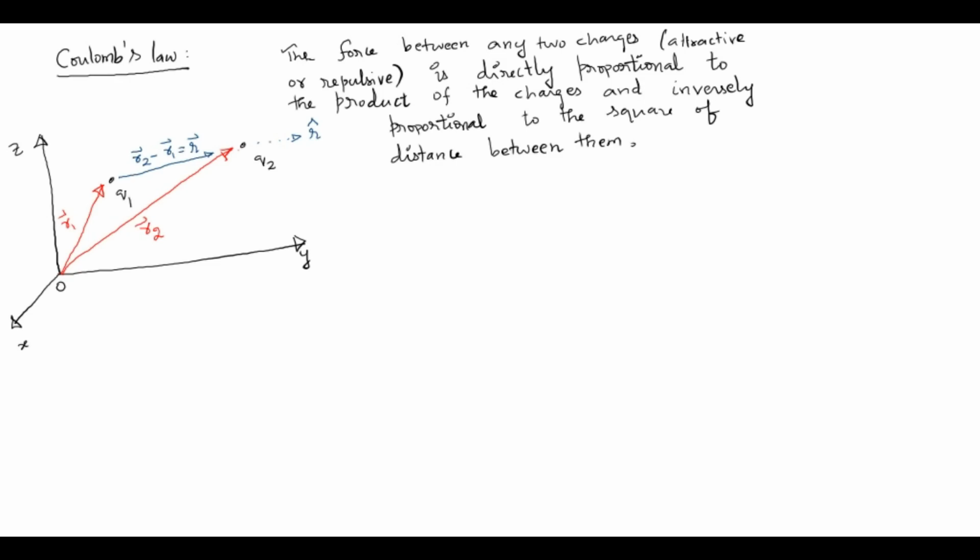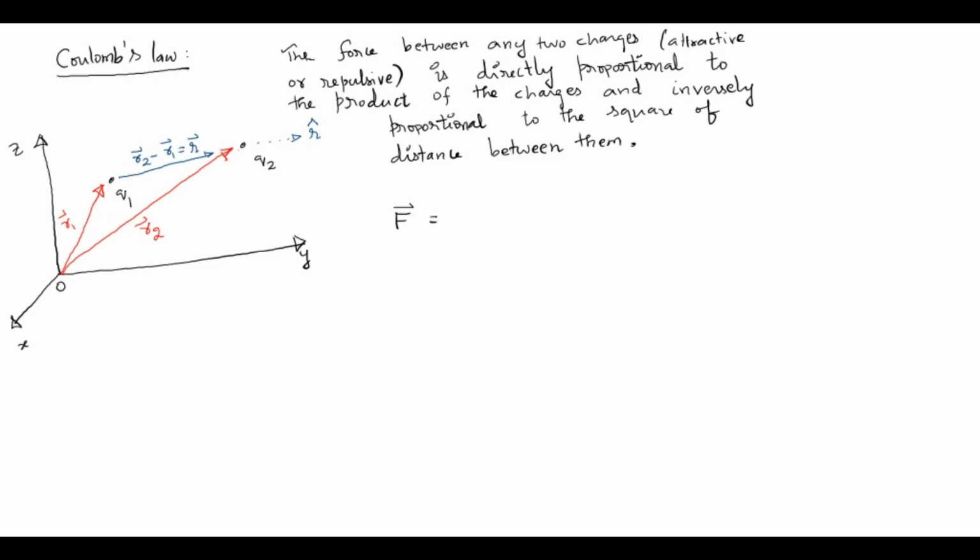Using Coulomb's law we are going to find the force between two charges. So in order to calculate the force, we need a minimum of two charges. The force is directly proportional to the product of the charges and inversely proportional to the square of the distance between them. How did this law come about? It is a law because it is experimentally proven, so this comes from the experiment.